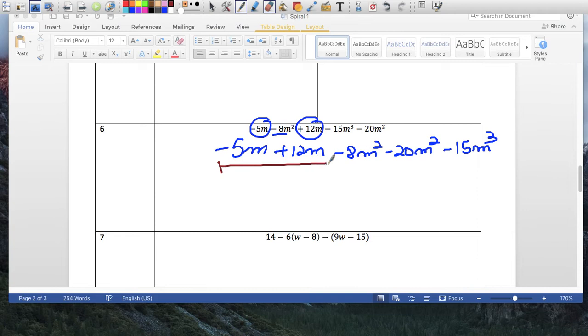So let's combine these two. Be careful. It's a negative 5m plus 12m, and that gives you positive 7m. I don't need to write the positive. The second thing I'm going to combine is these two. It starts from this minus sign, so it's negative 8m squared minus 20m squared. So it's going to be something m squared. And negative 8 and negative 20 is going to give me negative 28m squared. And that last term just attaches at the end.